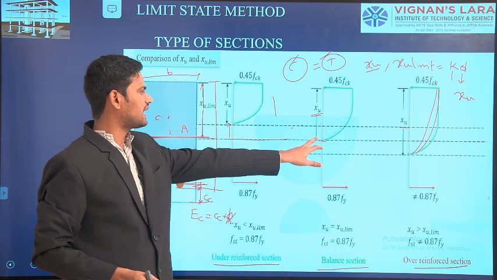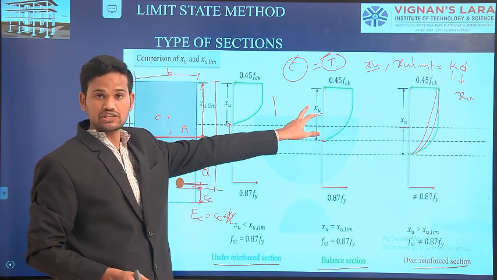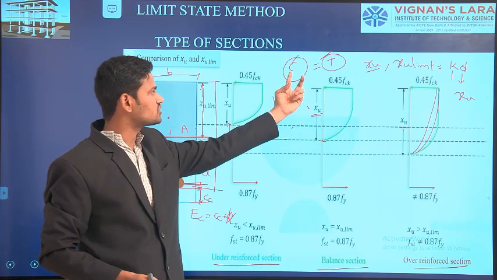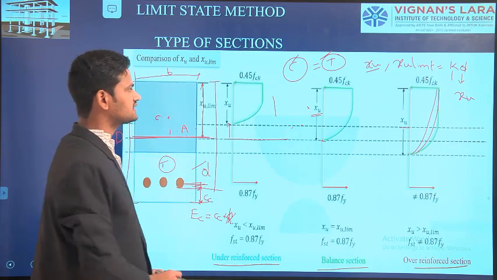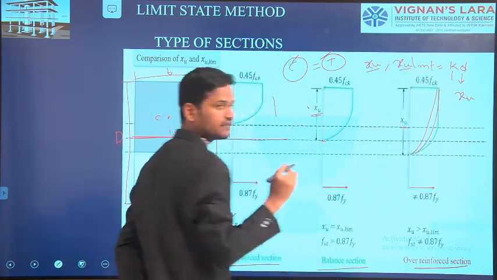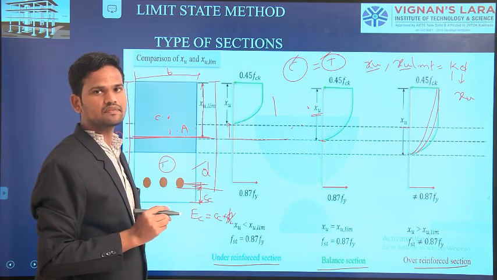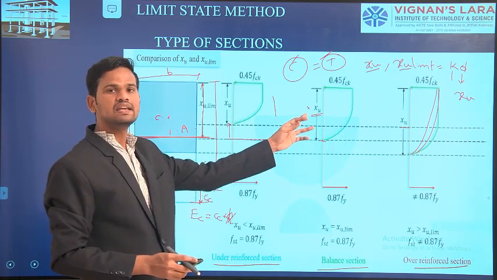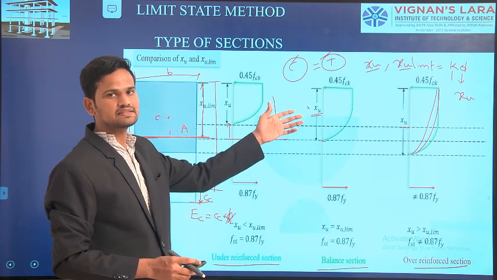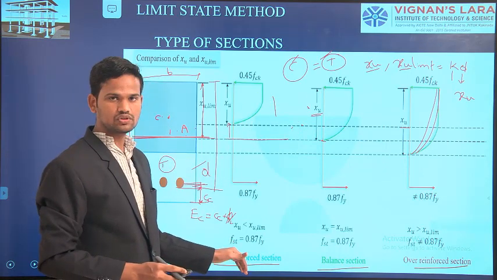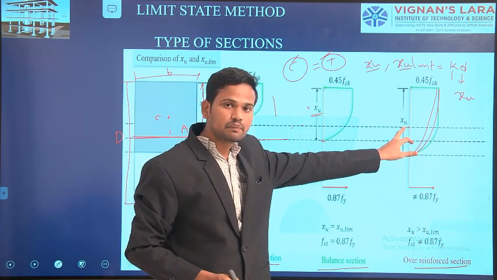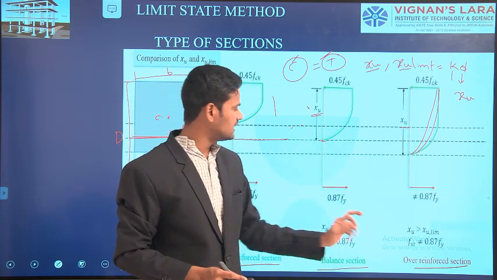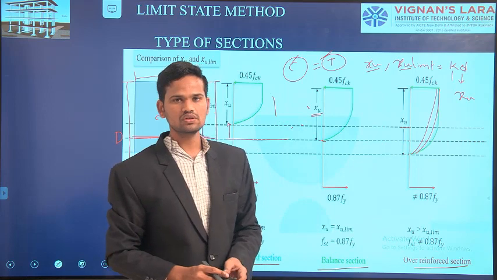For the balanced section, XU is the actual depth of the neutral axis, which we take from total compressive force equal to total tensile force, as well as based on the grade of steel we calculate the limiting depth of the neutral axis. If the limiting depth of the neutral axis is above the neutral axis of the balanced section, it is called an under reinforced section. Whereas if the depth of the neutral axis is below the neutral axis of the balanced section, it is called an over reinforced section.